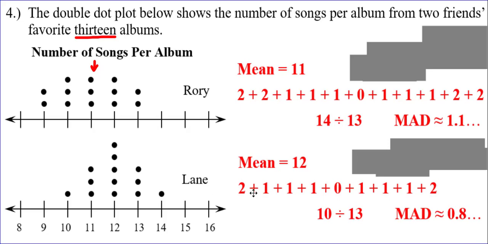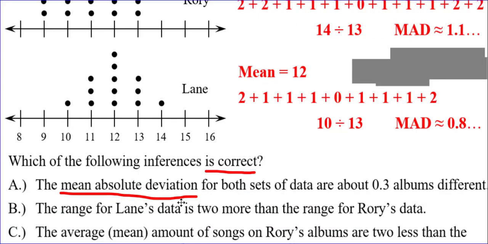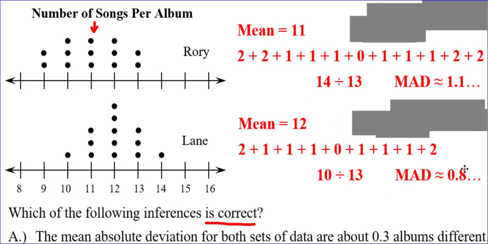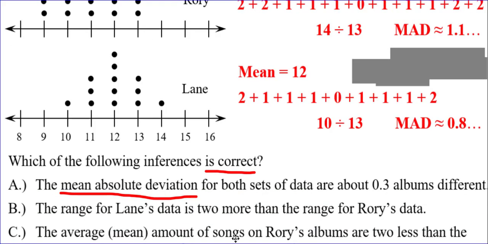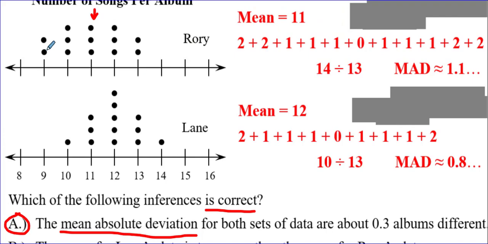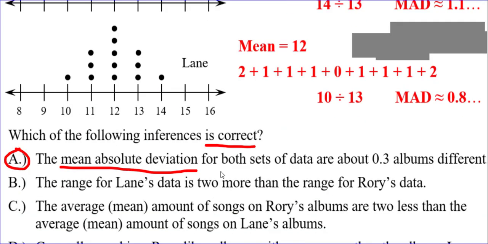All right, now that I got all that written down, is the mean absolute deviation for both sets of data about 0.3 albums different? 1.1 minus 0.8, that is 0.3. Oh, well, that appears to be the correct answer. But let's double check. What about the range? Is the range for Lane's data 2 more than the range for Rory's data? Rory's range is 1, 2, 3, 4, because 13 minus 9 is 4. Lane's is 14 minus 10. That's also 4. The ranges should be equal.